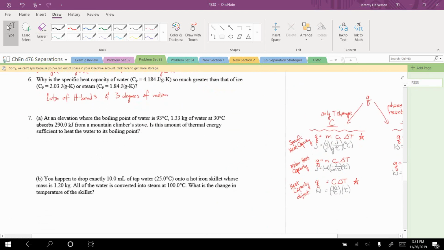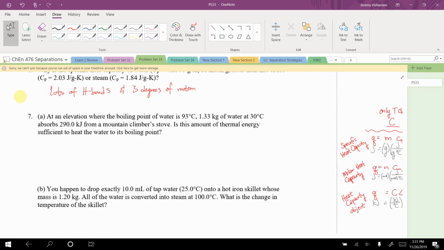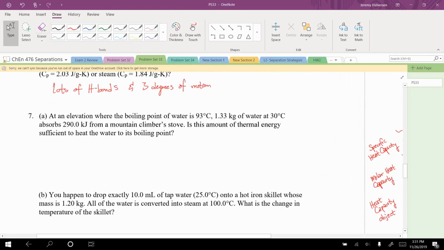All right, at an elevation where the boiling point of water is 93 degrees Celsius, 1.33 kilograms of water at 30 degrees Celsius absorbs 290 kilojoules from a mountain climber's stove. Is this amount of thermal energy sufficient to heat the water to its boiling point? Okay, so we've got water. It's 30 degrees Celsius. It absorbs 290 kilojoules, and we want to know if it's going to get to 93 degrees Celsius.